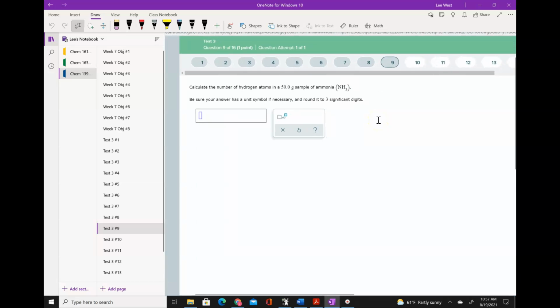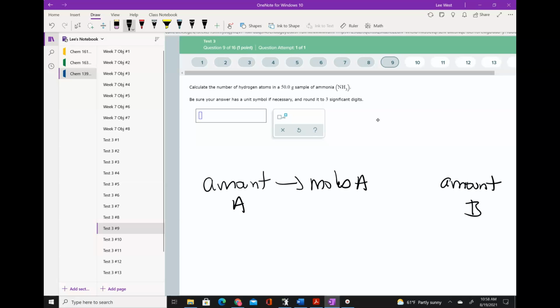Calculate the number of hydrogen atoms in a 50-gram sample of ammonia. Whenever you're going from an amount of one thing, say let's call it A, to an amount of something else, you always got to go through moles. If you never know what to do, make sure you go into moles first.